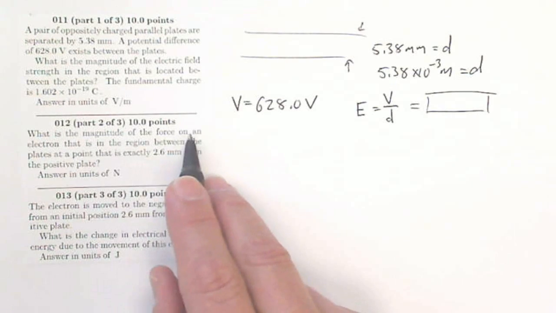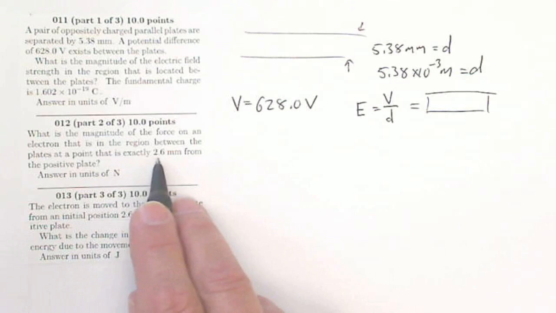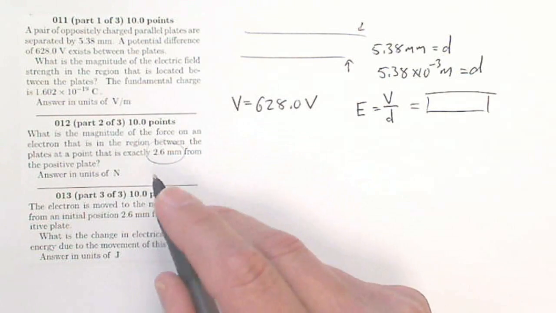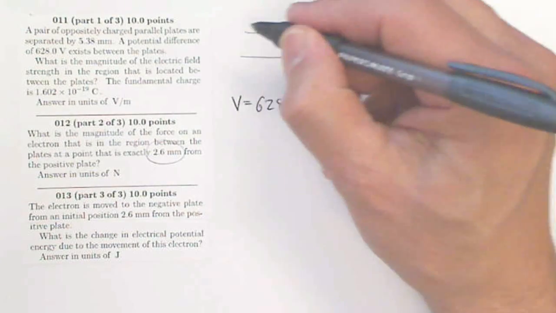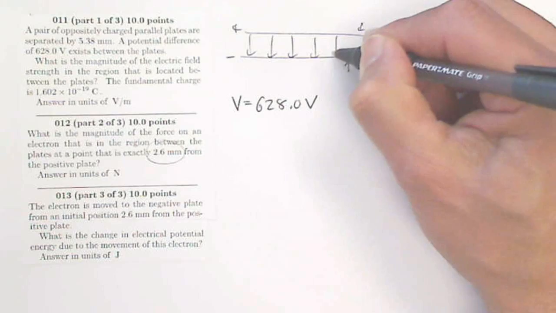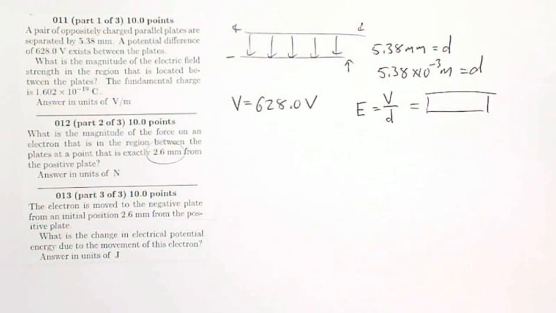What is the magnitude of the force on an electron that is in the region between the plates at a point that is exactly 2.6 millimeters from the positive plate? This you actually don't need here, because since the electric field from positive to negative is continuous and constant and the same all the way throughout, it doesn't matter where that electron is, it's going to feel the same force.